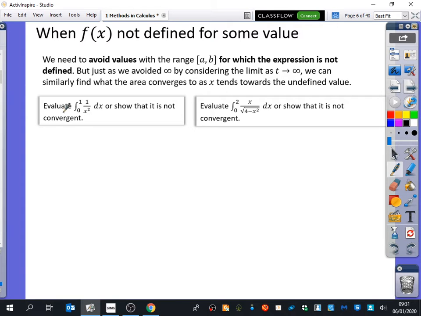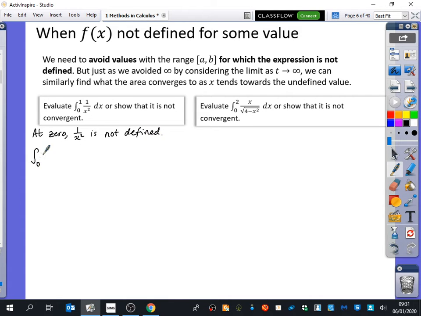So here, we're going to try and evaluate the integral of 1 over x squared between 1 and 0 with respect to x, or show that it is not convergent, which is the value in between the limits which is not defined. 0, yeah, because if x is 0, you will have 1 over 0. So we know that at 0, the function is not defined here. So I'm going to say at x is 0, 1 over x squared is not defined, or is undefined.